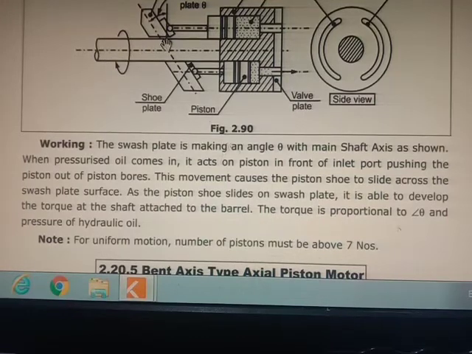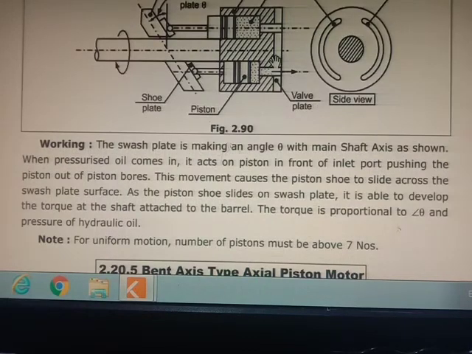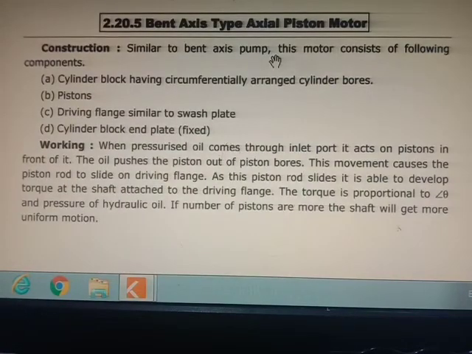So here the torque will get developed, and due to this torque, whatever shaft is attached to this cylinder bore, this complete assembly will start rotating. So there will be a rotary action, and hence the swash plate axial piston motor will work. So you understand. And the same thing happens in the case of the bent axis axial piston motor.